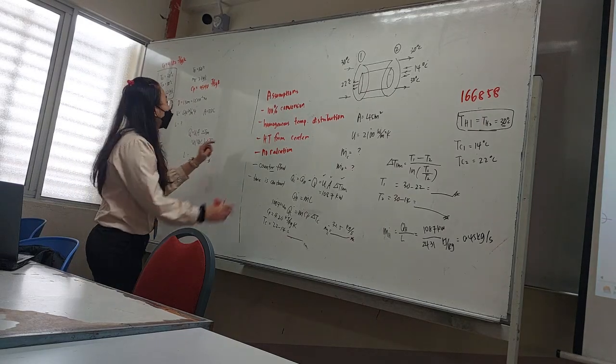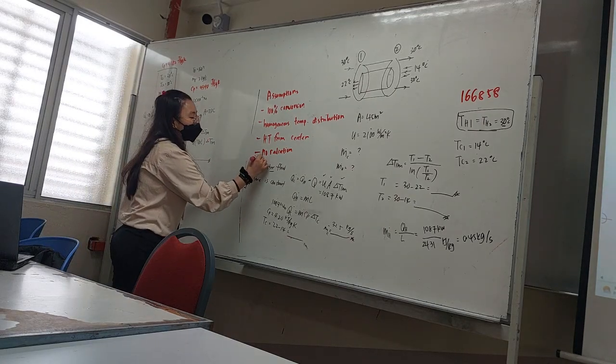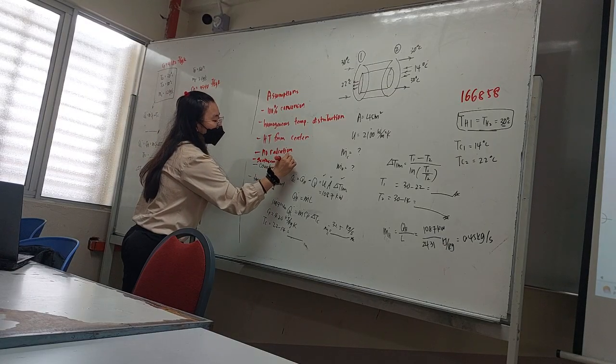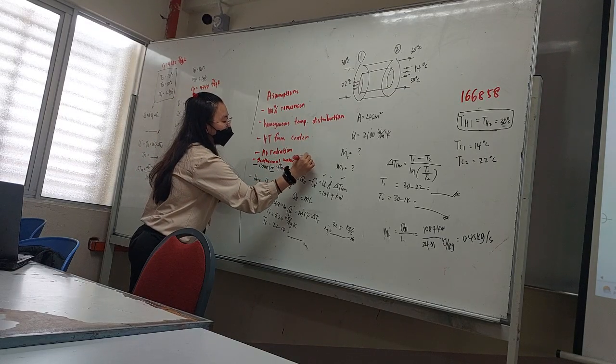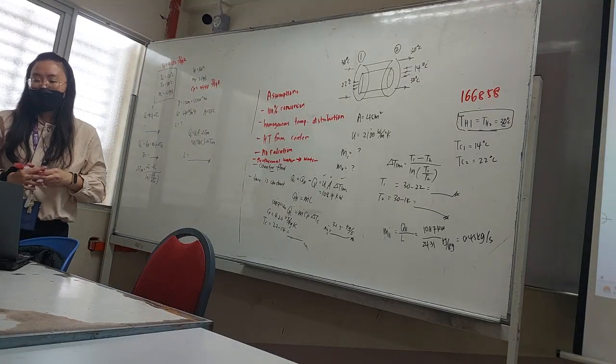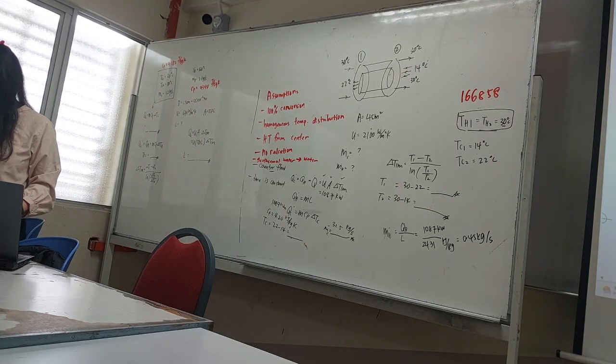But then for this one you need to add another assumption. So geothermal water, so it's the water. We use the property tables for the water because it's not listed in the table.